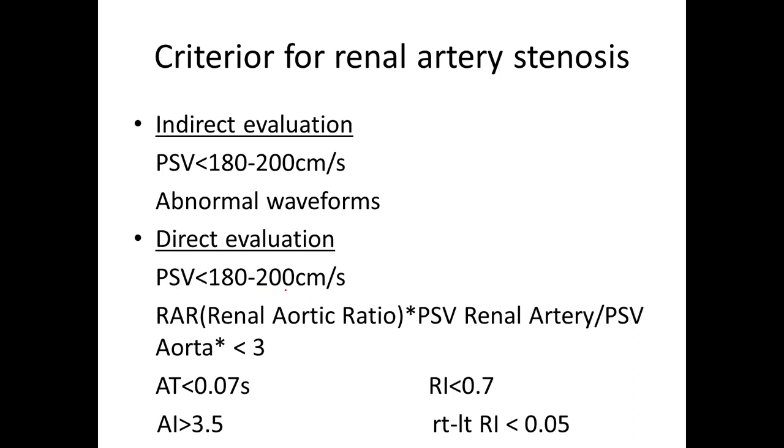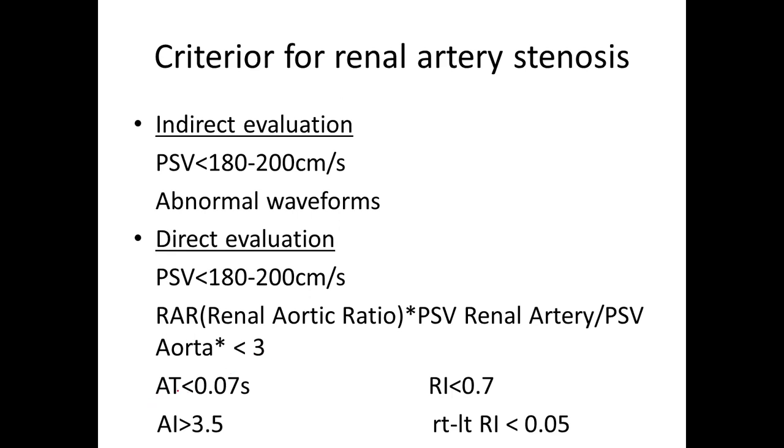So we need to look at peak systolic velocities. We need to look at the renal aortic ratio, whereby we are comparing the proximal, the middle, and the distal parts of the renal arteries. Then we use peak systolic velocity of the renal artery over peak systolic velocity of the aorta. This gives you the renal aortic ratio, and this should be less than 3. You will also see some text saying 3.5. I prefer to use 3.